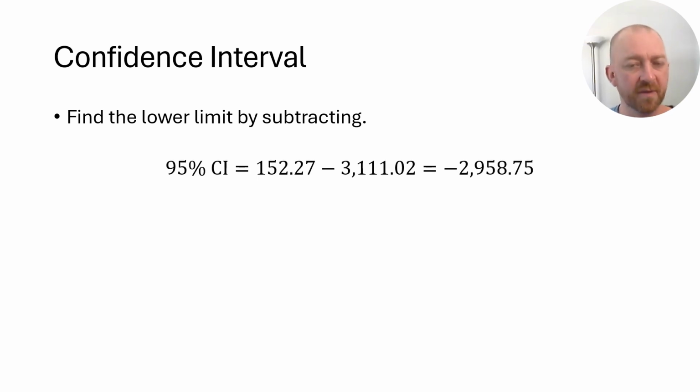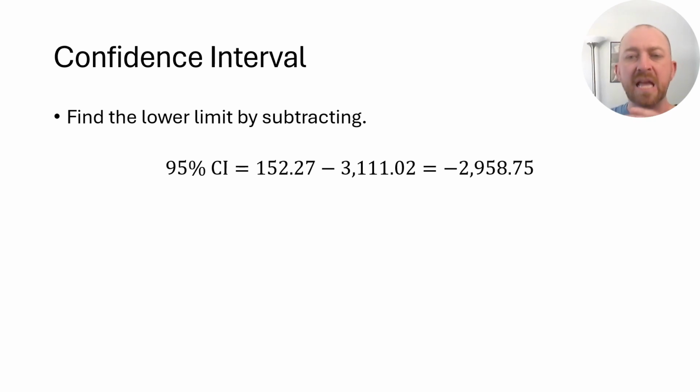Okay, the lower limit, of course, is done in the opposite way. We simply subtract the guy over here that we had from our starting point. And in that case, of course, we get a negative value because this is bigger than that, right? Okay, so we end up with a negative 2,995.75.